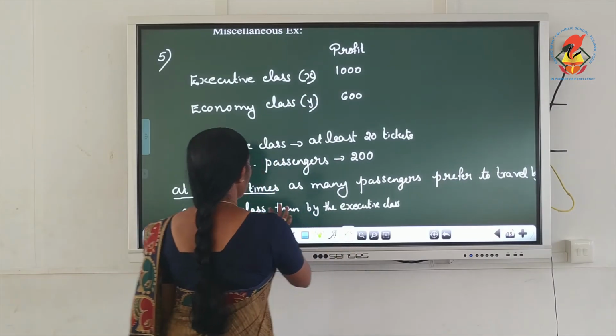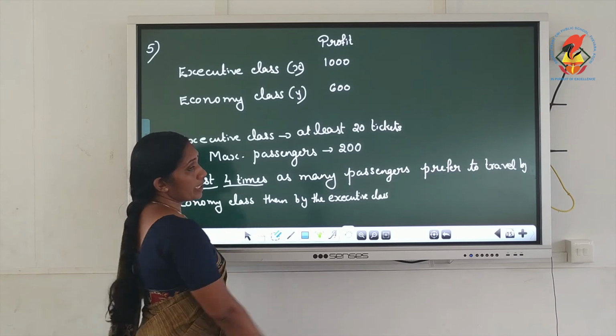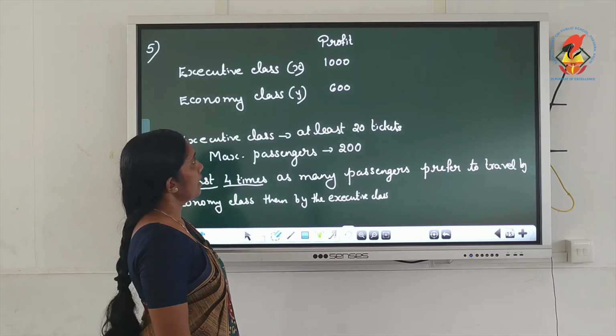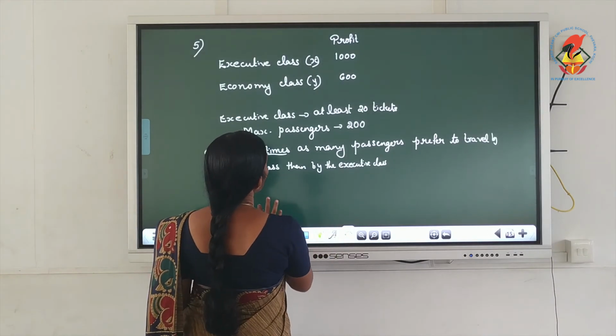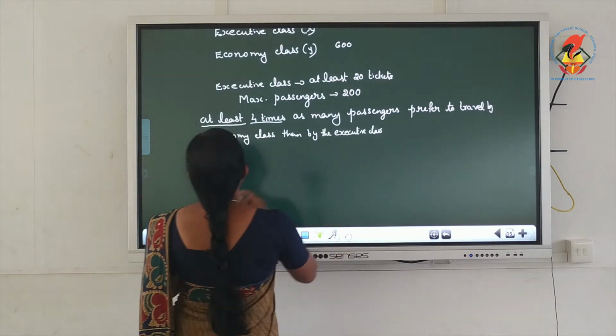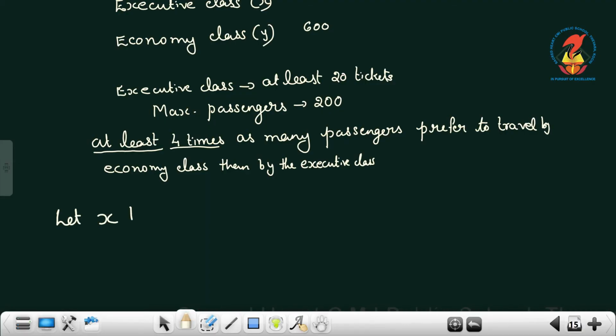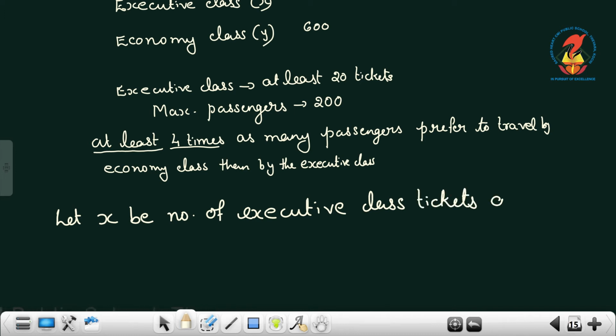So we can write. Then what do we have to find? Maximum profit. So first we can write the objective function. Before that, let x be the number of executive class tickets and y be the number of economy class tickets.